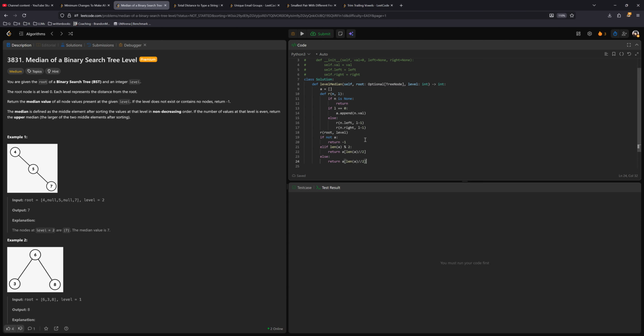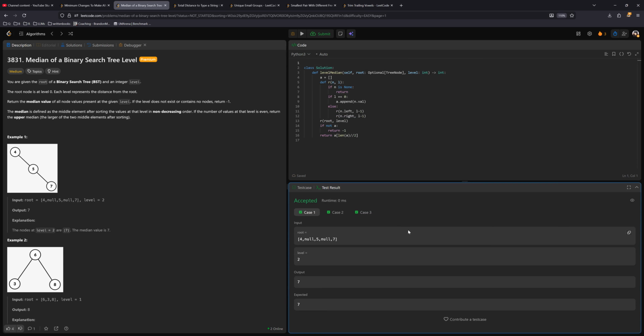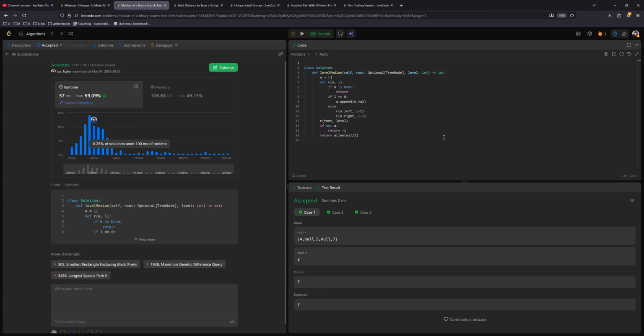Yeah, so they want us to go up 1. So if it were length 4, then they would want... well, now I'm confused. If it's length 2, they want the upper one. So, yeah. It's the same. All right. Beats 59%. Well, it's hard to beat that. I don't know what that means.